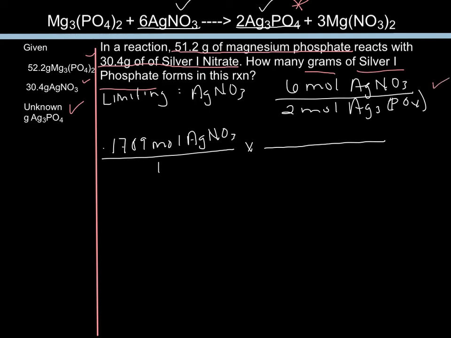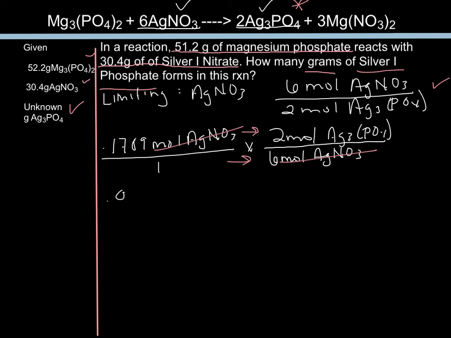What we have to figure out, though, is which one do we want to put on the bottom? Do we want to put the silver phosphate or the silver nitrate? Well, you got to remember that you got to cancel units. So I'm going to put 6 moles of silver nitrate at the bottom to make sure those cancel out, and 2 moles of silver phosphate at the top to make sure that I end up in the desired unit. In this case, silver phosphate. So what happens to silver nitrate? Those moles cancel out. Multiply everything across the top, multiply everything across the bottom, and then you divide at the end.